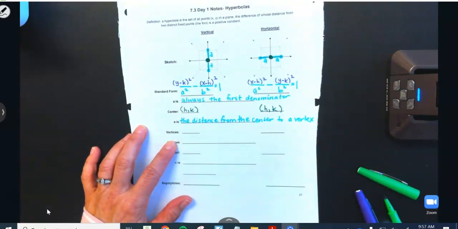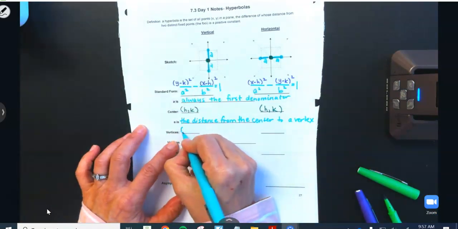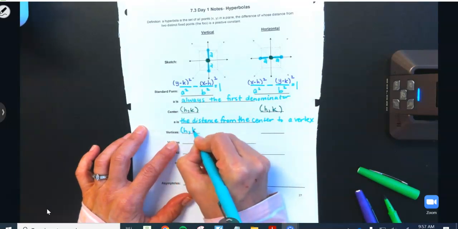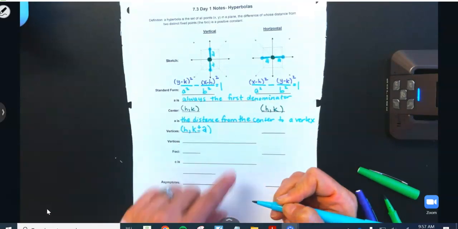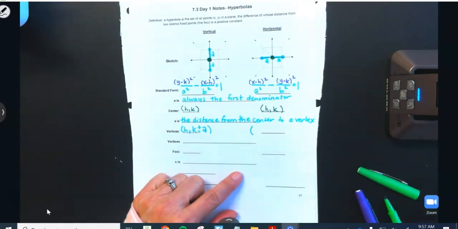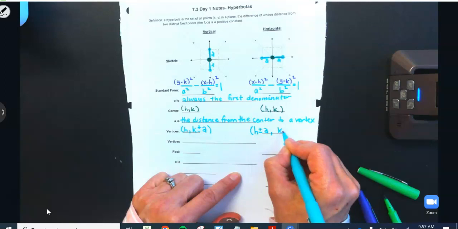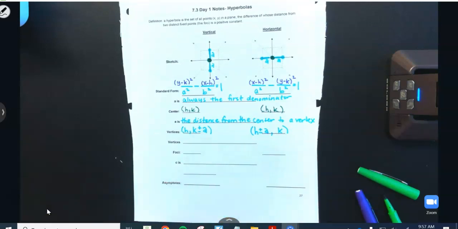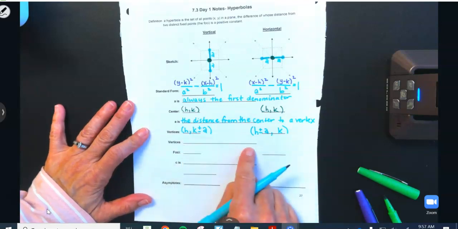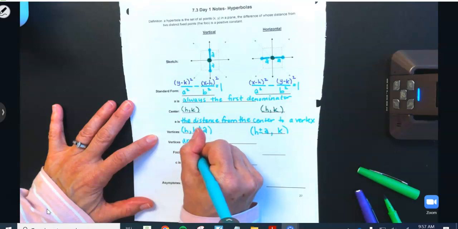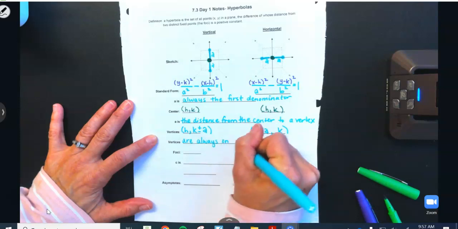All right, so vertices for a vertical hyperbola are going to be up and down from the center, which means h isn't going to change. So it's going to be k plus or minus the A value. But if it's sideways, then it's going to be left and right. So it's going to be h plus or minus A, but the k value stays the same. So remember, vertices are always on the major axis. That's what this blank is.